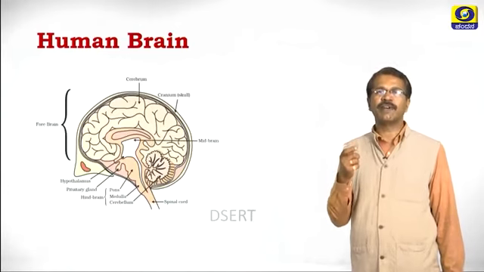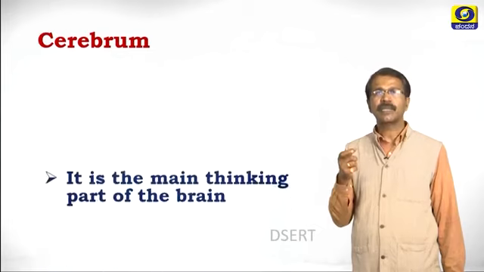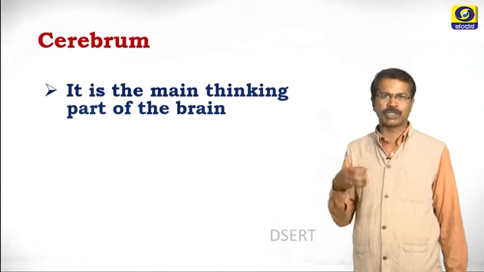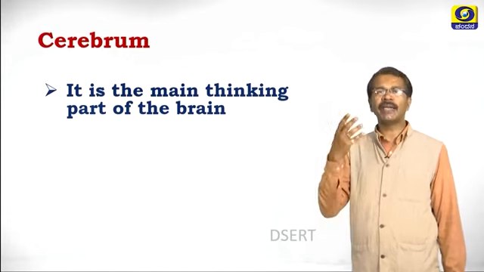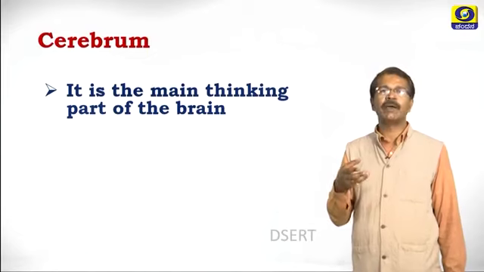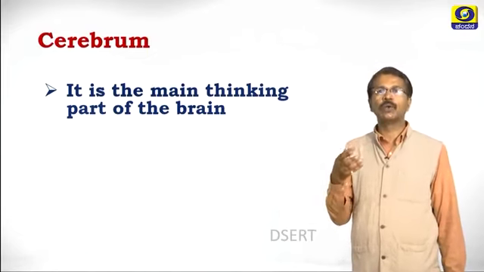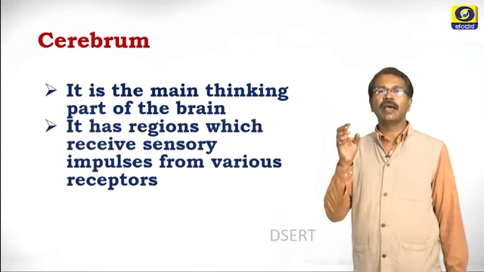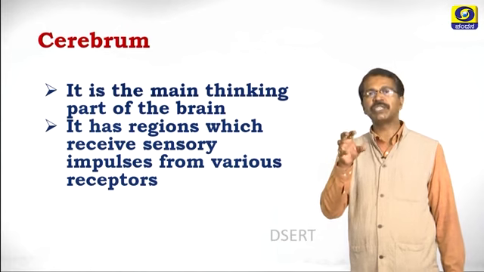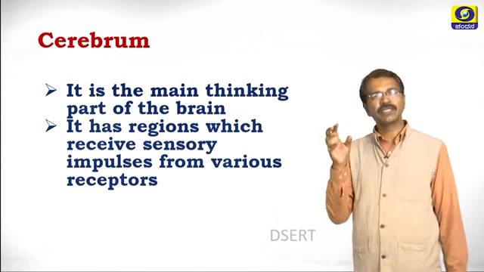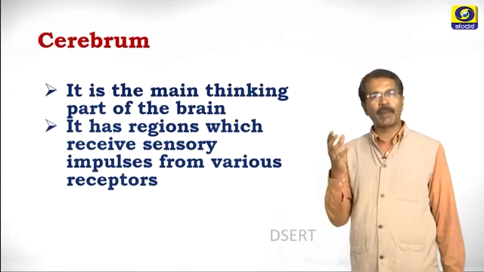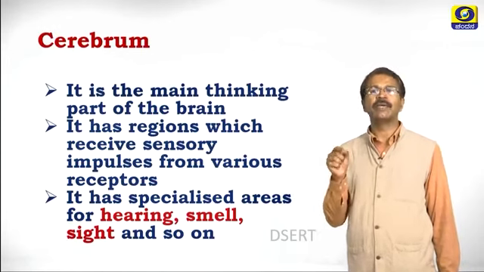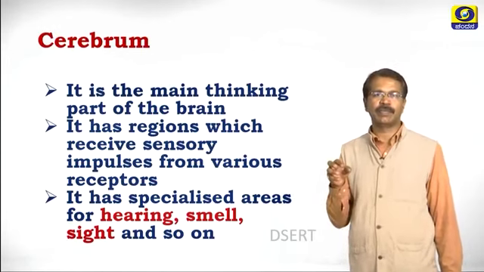Now come to the other functions of this cerebrum. Cerebrum, as I said, is the main thinking part of the brain. All thinking processes occur in the brain itself. All imaginations occur in the cerebrum itself, all creativity works, whatever you do, the centers are located in the cerebrum itself. It has regions by which it receives impulses from the sense organs and also from various other receptors. It has special areas for hearing, smell, sight and all others.